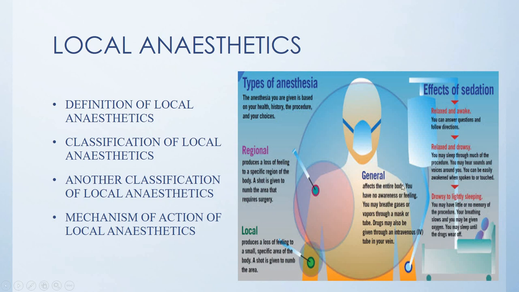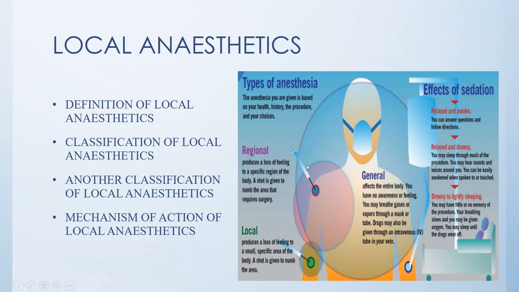General anesthesia affects the entire body. You have no awareness or feeling. You may breathe gases or vapors through a mask or a tube. Drugs may also be given through an intravenous tube in your vein. So, with this term general anesthesia, dear students, you can have an idea that it is provided all over the body. It is not localized or restricted to any part of the body.